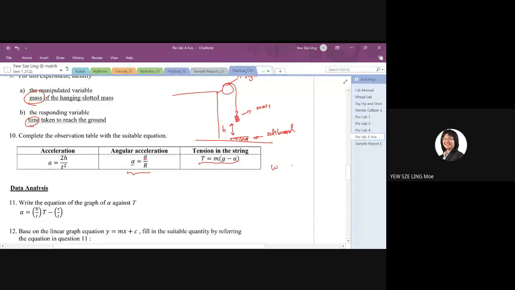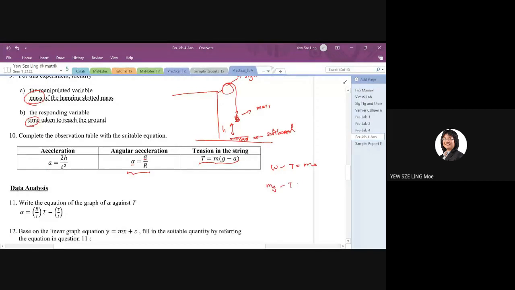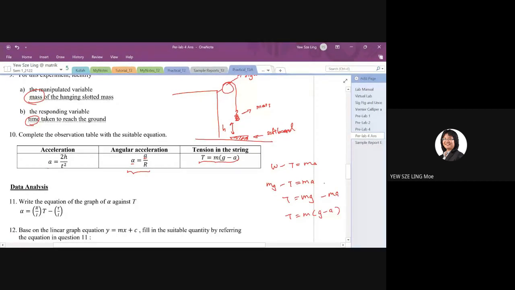We have W minus T equals MA, so mg minus T equals ma, so T equals mg minus ma. You factorize it out: m bracket g minus a. This is based on the second equation just now. For acceleration and angular acceleration, like I told you, a equals R alpha. Therefore, rearranging the equation, you obtain alpha equals a over R. Acceleration a equals 2h over t squared. This is given in the theory.